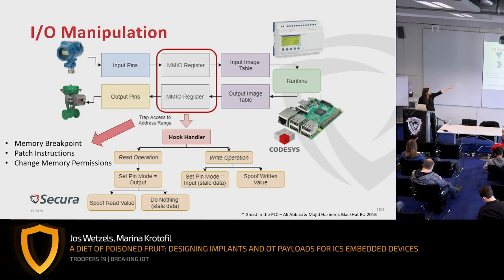So essentially, you'll have your memory-mapped I/O register directly wired to the input pins and the output pins. And essentially, what I want to do is trap access to that particular address range and then install a hook handler. And I can trap that access in multiple ways. I can set a memory breakpoint. I can patch instructions, which will be necessary for port-mapped I/O. I can change memory permissions and then install a custom exception handler or something like that. And then when my hook handler kicks in, I can see if it's a read or a write operation. And then, for example, if it's a read operation, I'll set the pin mode to output, which means that it's not actually being read from, and I can spoof the value in the image table instead of the value that's actually coming in.